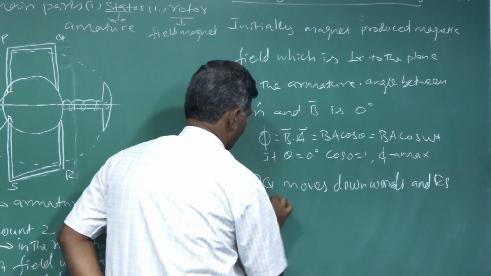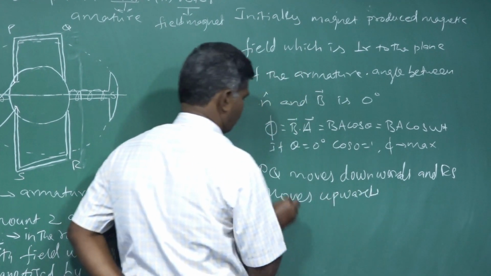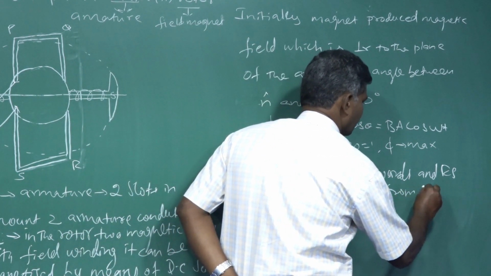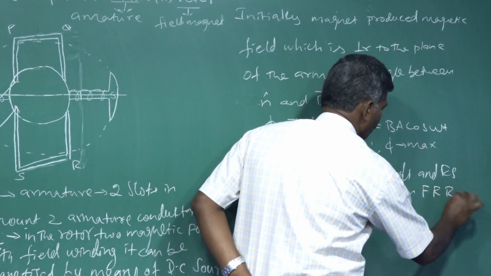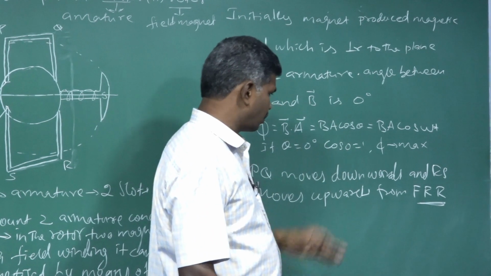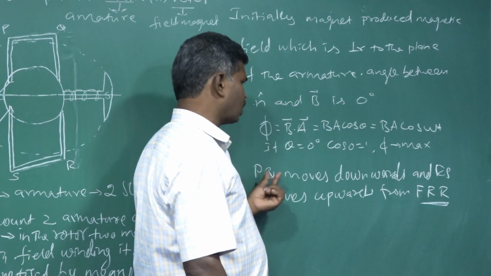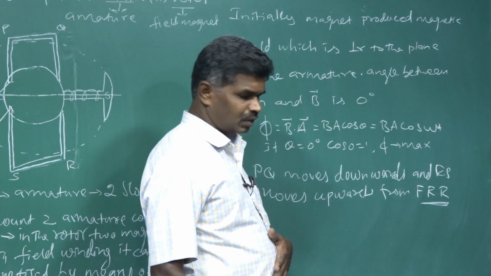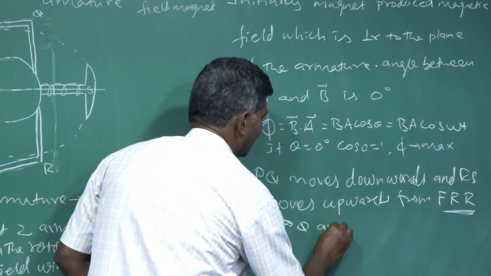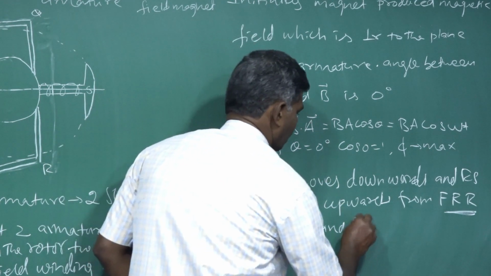And RS moves upwards. So based on Fleming's right hand rule, current is induced in that PQ conductor and RS conductor. In the PQ conductor, current is induced from P to Q. And at the same time, current is induced in the RS conductor from R to S.